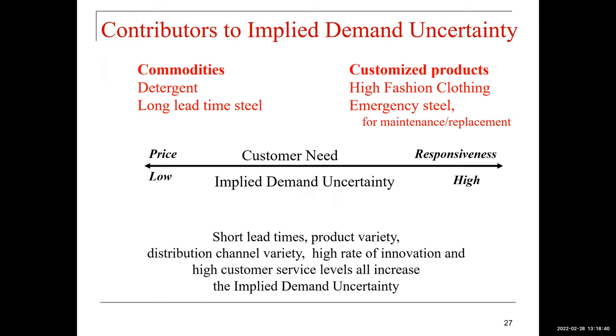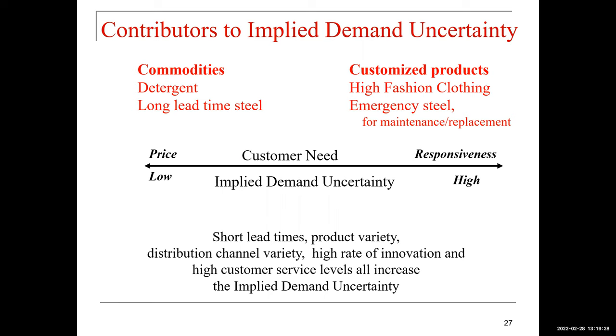Contributors to implied demand uncertainty. For example, commodities, detergent, you have long lead times still, all those things. Customized product, high fashion clothing, emergency steel for maintenance and replacement. So you have the customer need in terms of price and responsiveness, but also the implied demand uncertainty. So if you need to react quickly to some specific product and you need to make sure that those are available to your customers, again, going back to the uncertainty, how do you minimize that and make the best decisions that are available with the information that you have?